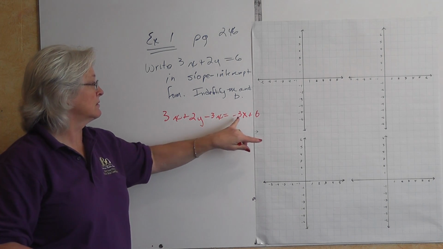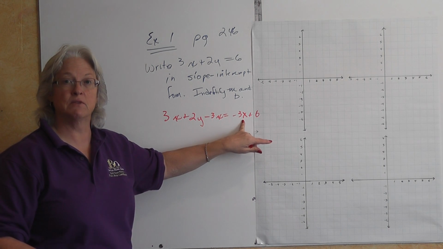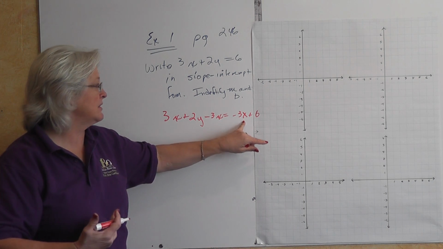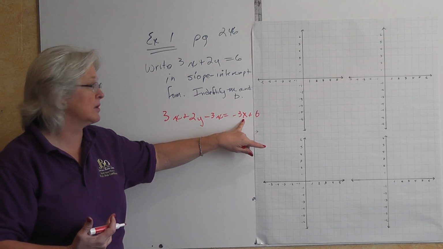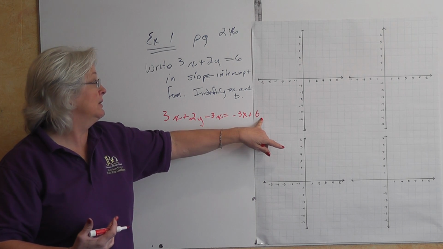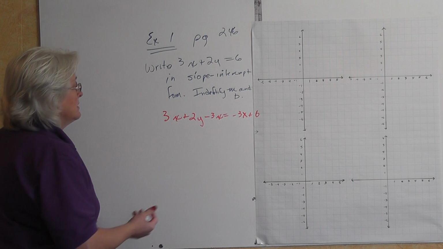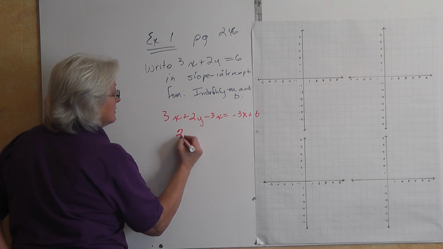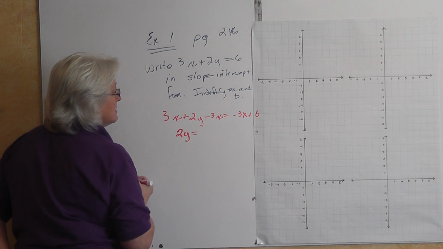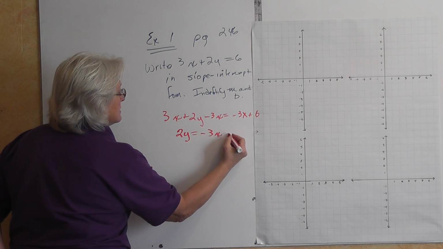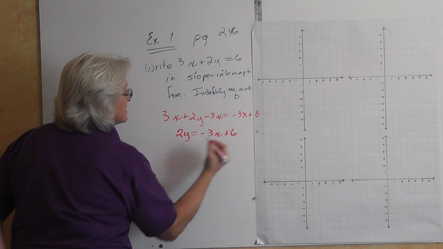We subtract a 3x from both sides of the equation. And we're going to make sure that we put the right-hand side of the equation with the x term first and then the y value. Okay? So we now have 2y is equal to negative 3x plus 6.